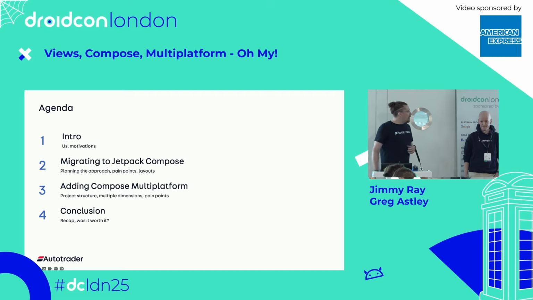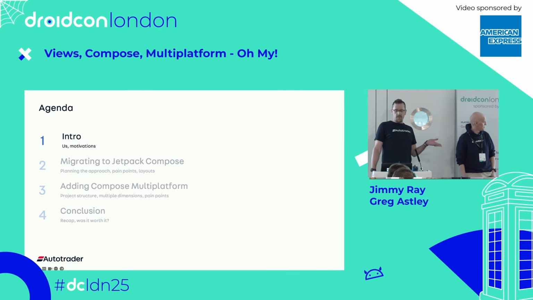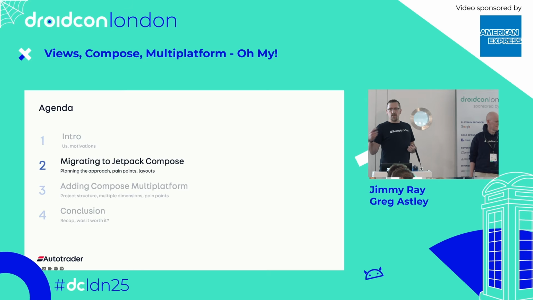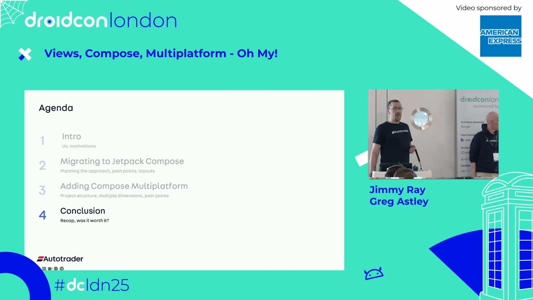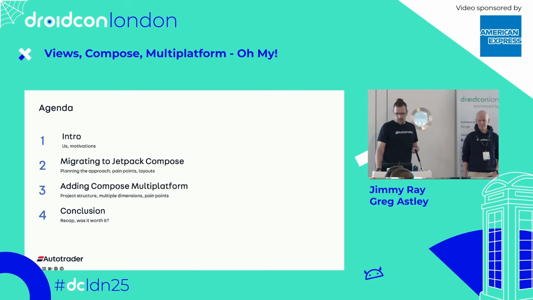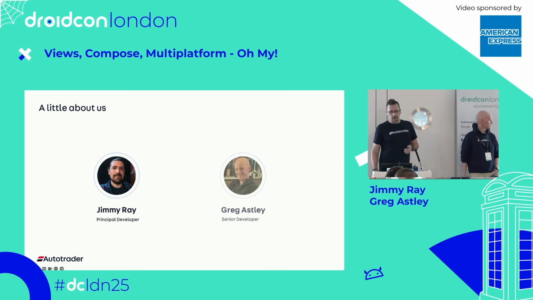In this talk today, we'll start off with the intro. I'll give a bit of context about us and our motivations. Then I'll go through our migration to Jetpack Compose. I'll pick out some of the pain points and some of the things that had really worked for us. Then Greg will take you through what we found when we added in Compose Multiplatform and our experiences working there. And then finally we'll have a recap and a quick conclusion over how the project went. With that, I'll carry on with the intro.